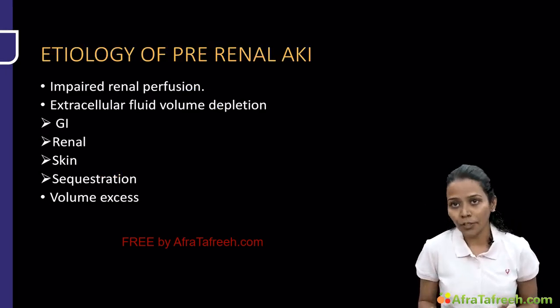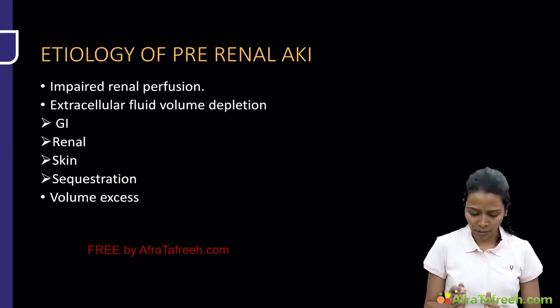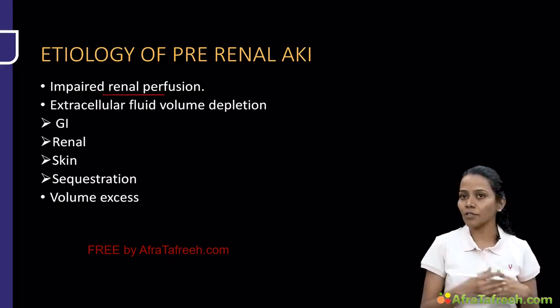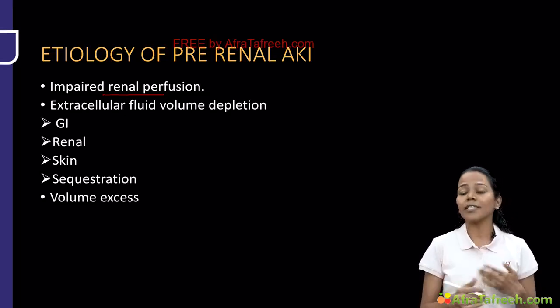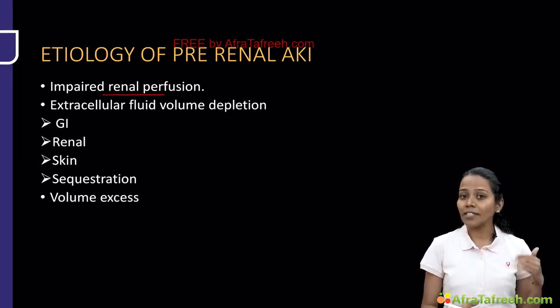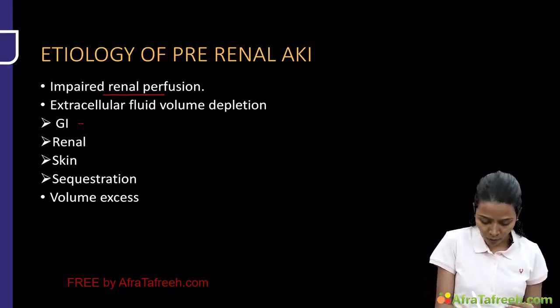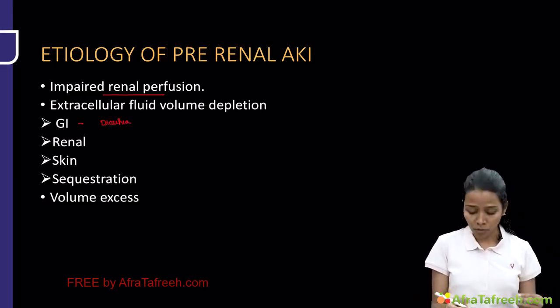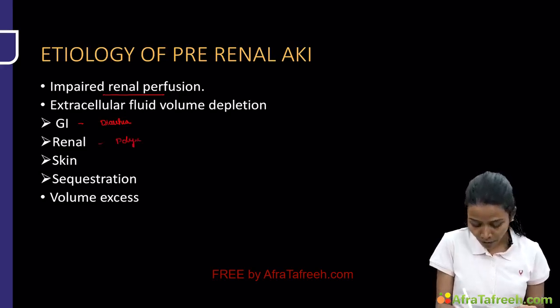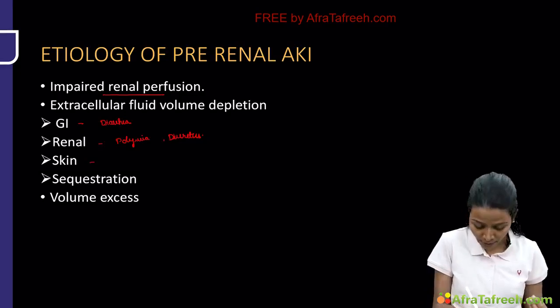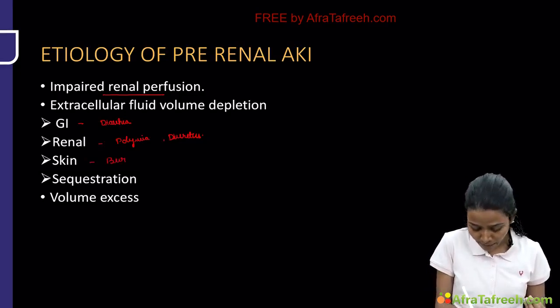What happens in pre-renal acute kidney injury? There is impaired renal perfusion. This we already mentioned. Enough blood is not coming into the kidney. So why does enough blood not come into the kidney? One is that there can be extracellular fluid volume depletion. This can happen because of GI causes like diarrhea, or because of renal causes like polyuria or using diuretics. Or it can happen because of excessive loss from the skin, like in burns.